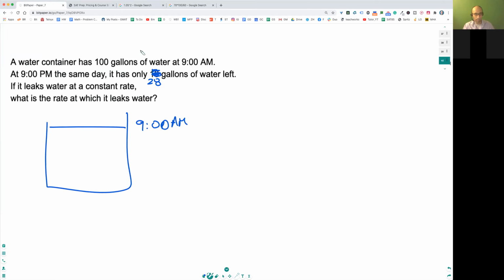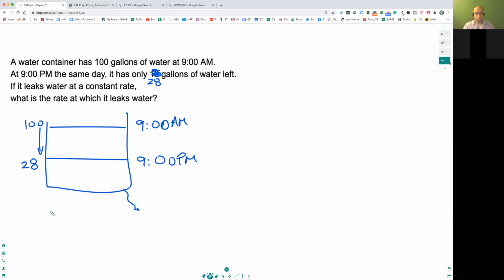Let's focus, everybody, on this problem now. At 9 a.m., you got this, and now it's leaking water at a particular rate, you don't know what it is. And now at 9 p.m., the level of water has dropped. Originally it was 100, now it's gone to 28.